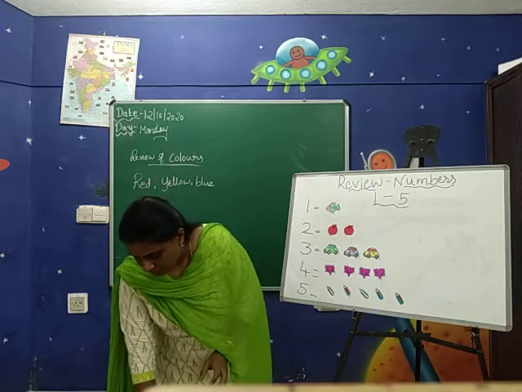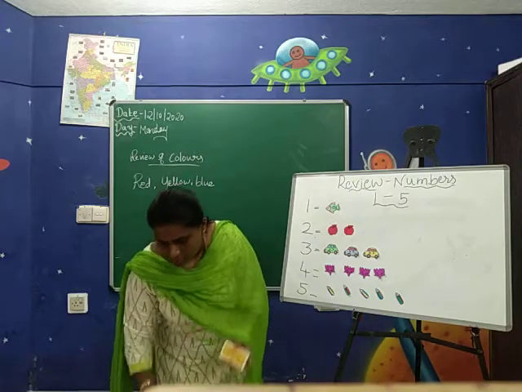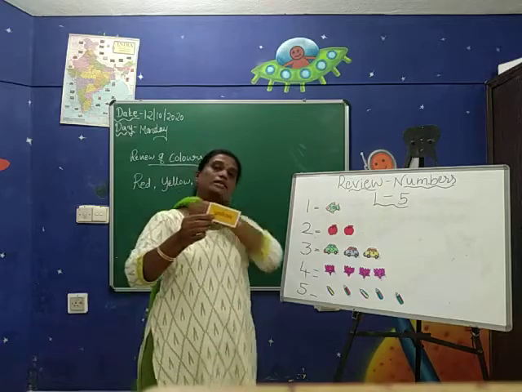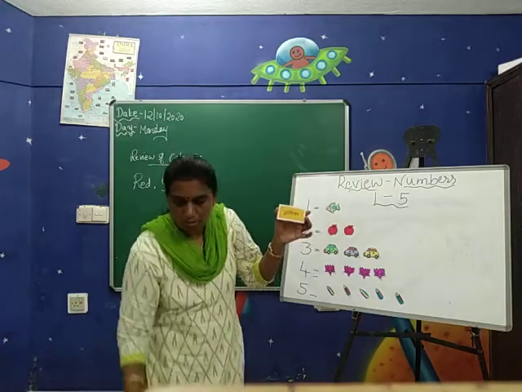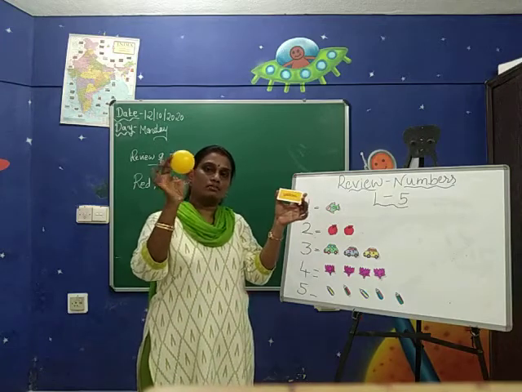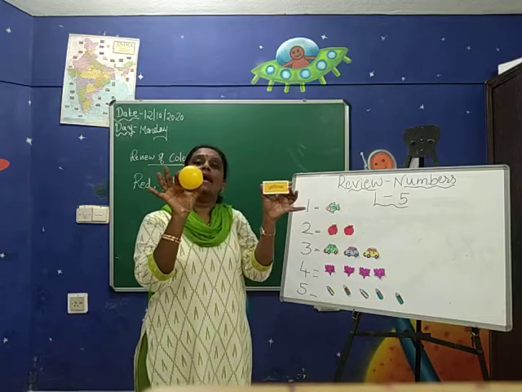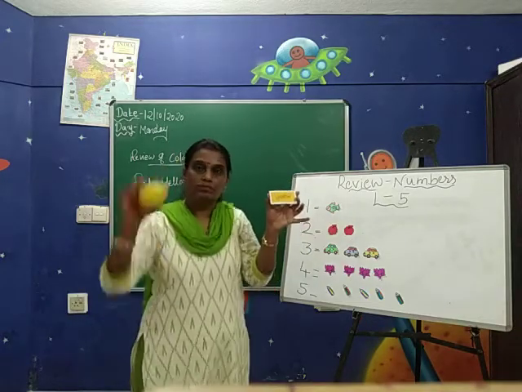Yes. Which color? Yellow color. Very good, children. My children are very eager to learn. What is this color? This is yellow. I will show you one object for you. What is this? This is a ball. Ball is in which color? Yellow color.